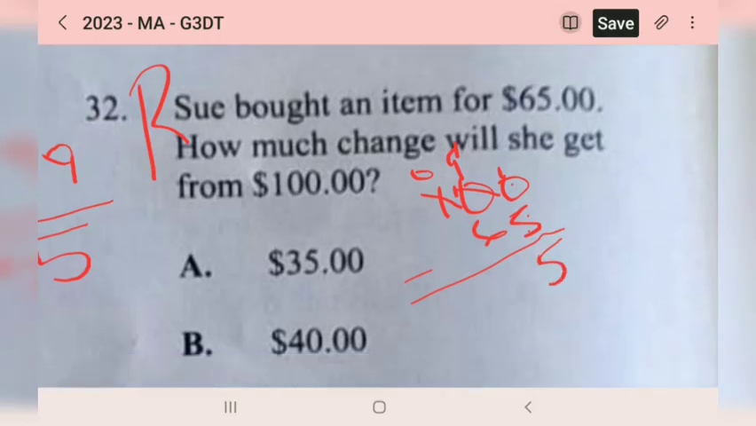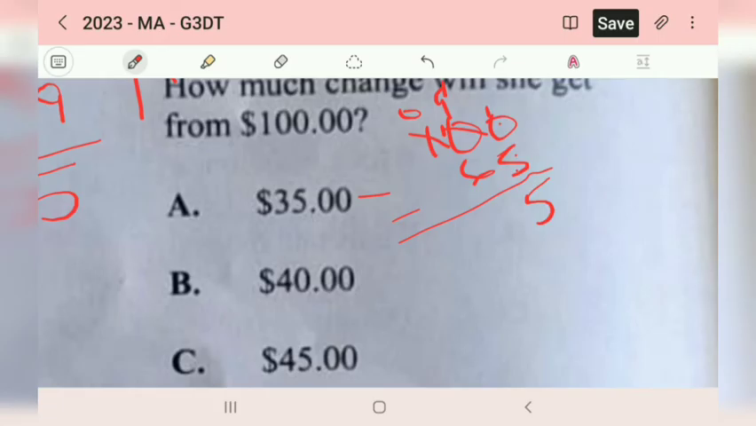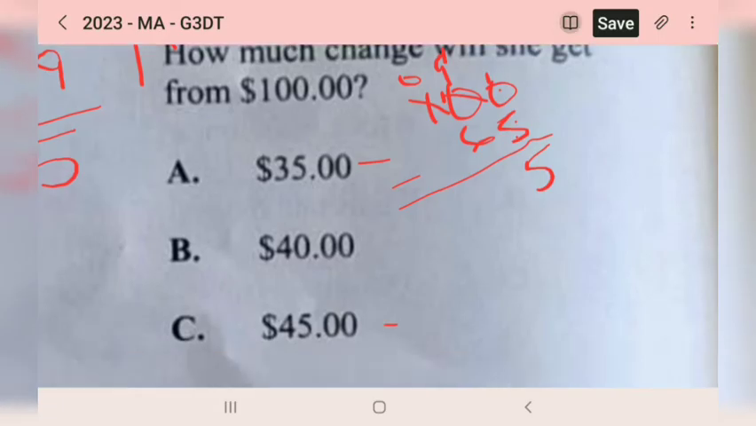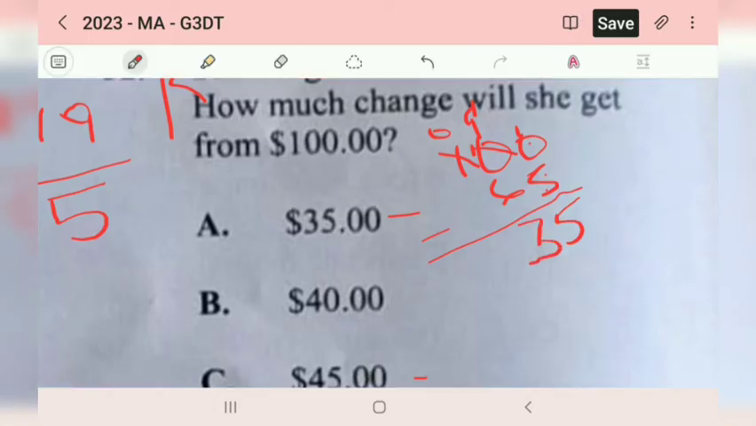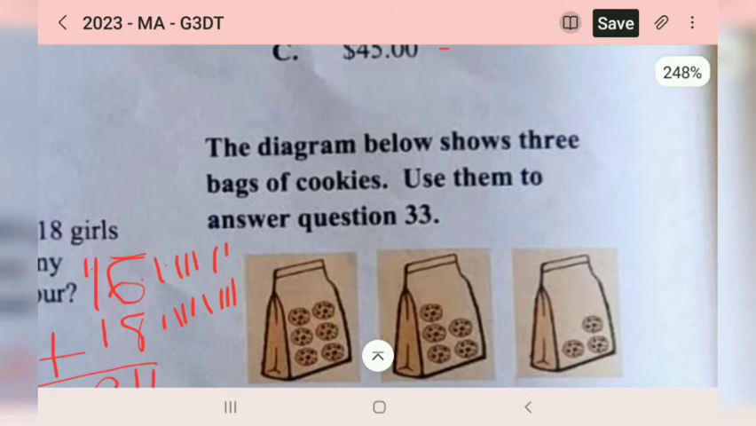Let's see if we have any ending in 5 to grab and run. 2 of them, so we can't, because A is ending in 5. C is also in 5. So 6 from 9 is 3. Let's see if we have any ending in 35, and that's A. Good job. Moving on.